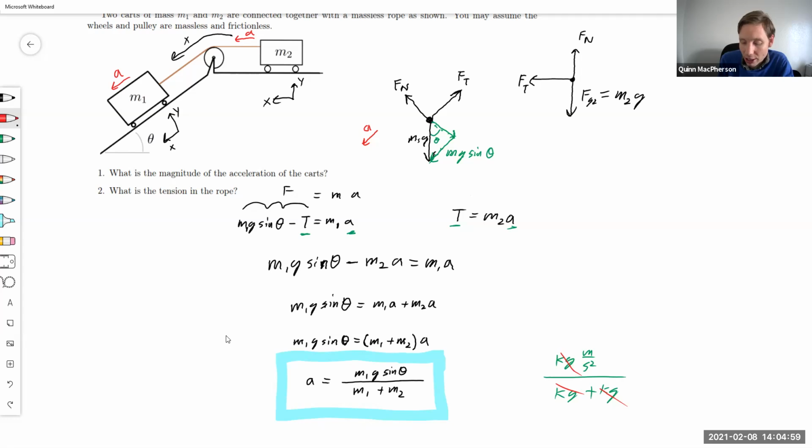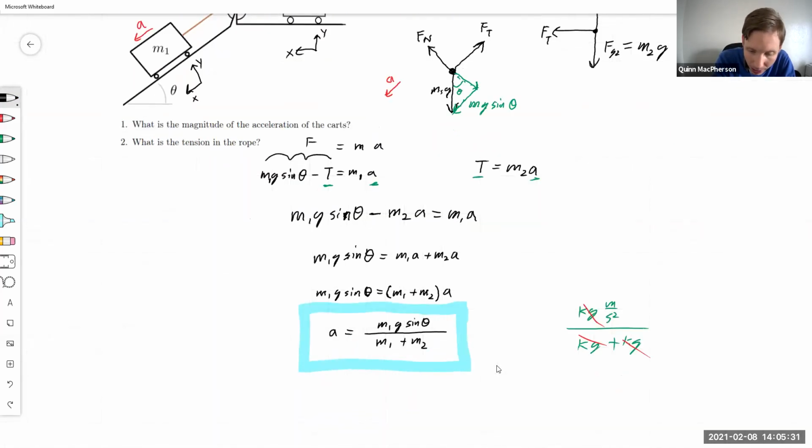Let's see, what else can we check? How about m2 equals 0? If m2 equals 0, basically we just have mass 1 rolling down the hill by itself. You can drop m2 there. The m1s will cancel, and we'll get g sine theta, which is how fast it would accelerate down the hill by itself. So that's how you can check the correctness of this answer. In some sense, m1 g sine theta is the force pushing it forward, and m1 plus m2 is the inertia holding it back. Okay, so that's part one.